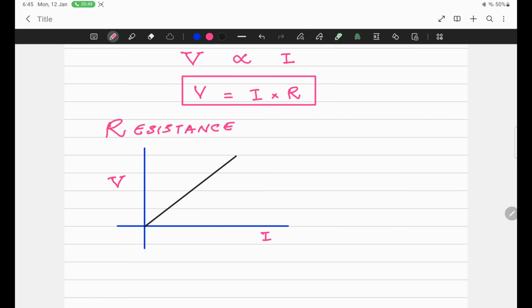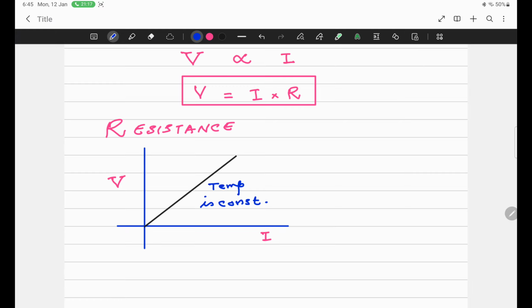Okay, number one. Number two, Ohm's law remains valid with a condition. And the condition is, if the temperature is constant, then the graph is a straight line.